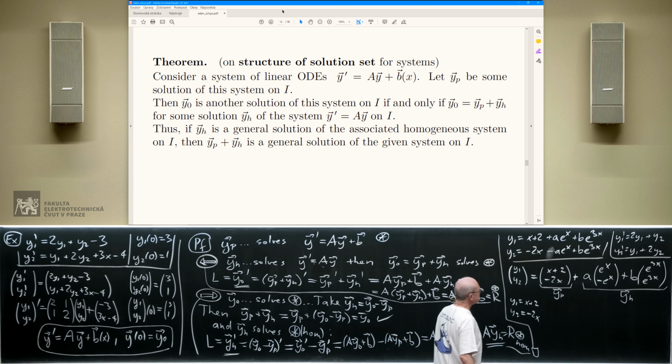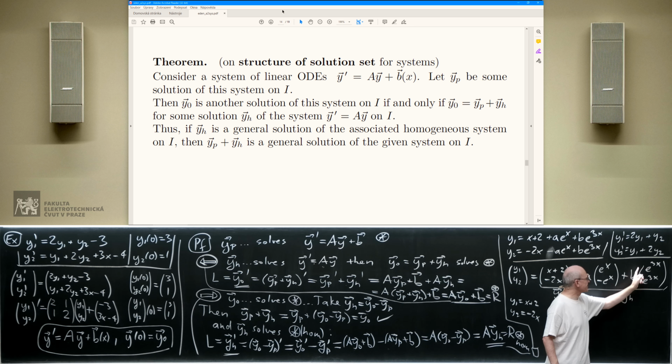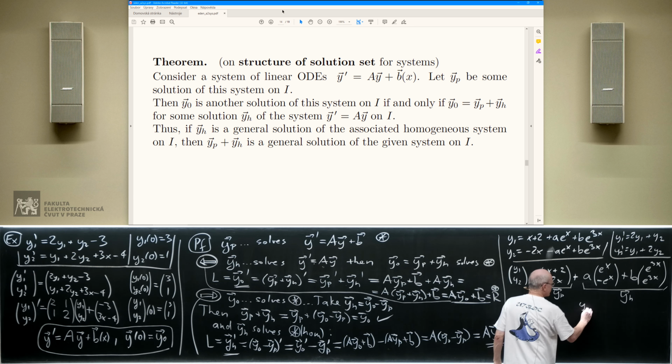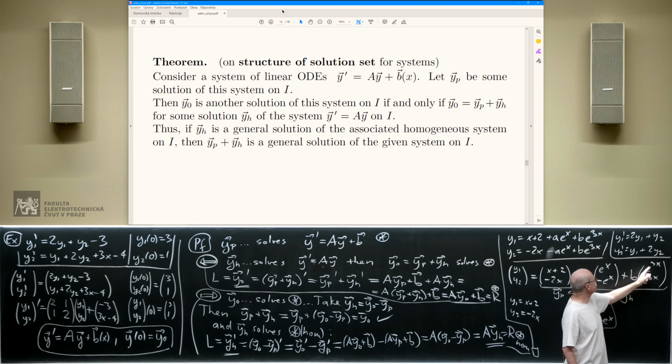But notice I split it like that. And this reminds me of basis of a fundamental system, of a linear combination of a fundamental system. So this would suggest that these individual vectors are actually also solutions of the homogeneous version of my system. And again, I can check. I can take e to x for y1. y2 could be negative e to x. And I substitute into the homogeneous system, and it does work. So this vector solves the homogeneous system. This vector solves the homogeneous system.